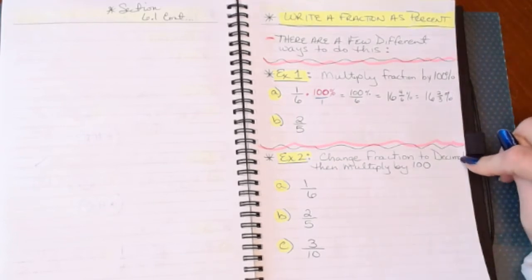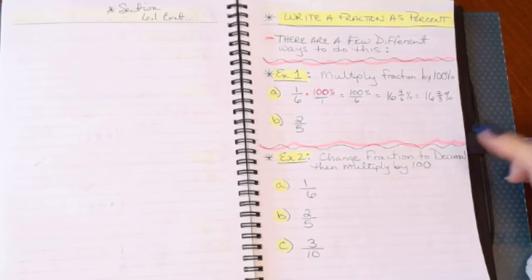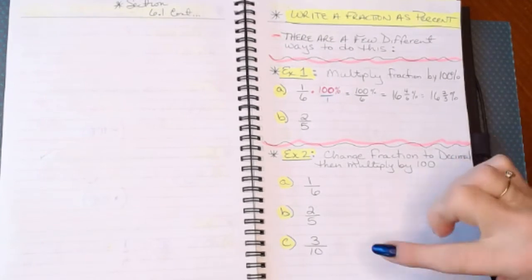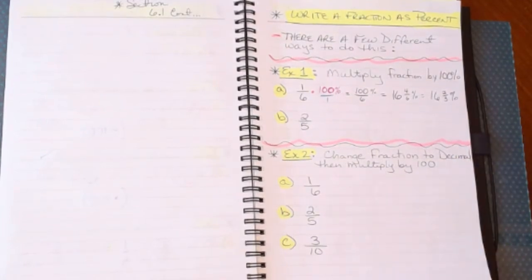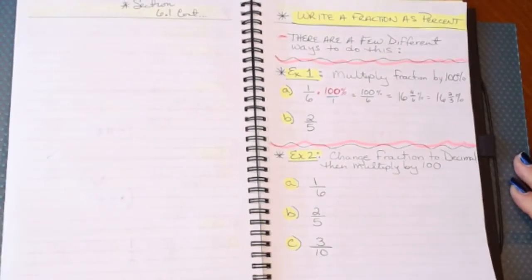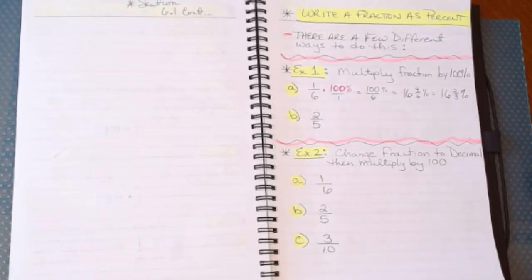Example 2, changing fraction to decimal and then multiply by 100. Again, this isn't a good method if you're going by hand. It's just that you're going to do longhand division of fractions, which again, if you don't know how to change a fraction into a decimal, I do have a video for that showing you how to do fractions into decimals longhand, but I recommend using a calculator. It's much easier. So I'm going to show you a couple, like I said, different routes to go, as well as showing you how much more simple it is in a calculator.